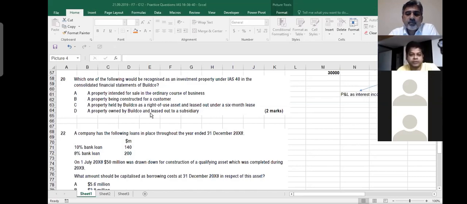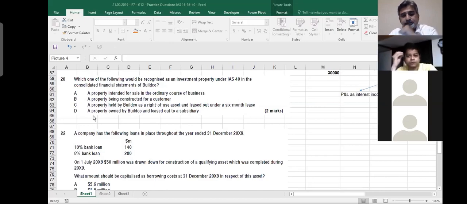The difference I can see is on the first line only. The first line of option D says it is owned by Buildco, means he's the owner. And in C, it is held by Buildco as a right of use. If it is having only right of use, they cannot put it as their asset. Unfortunately, we have not done the leasing standard as yet, and we have also not done consolidation as well. So probably that's why you people are not clear, but I will give you an explanation.